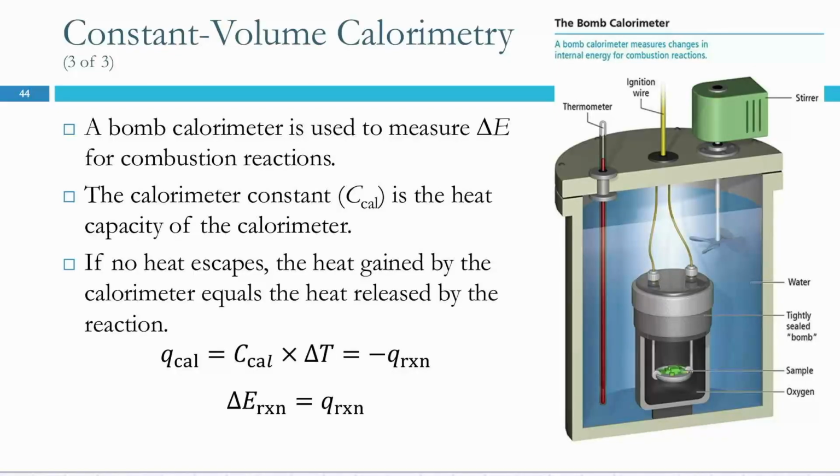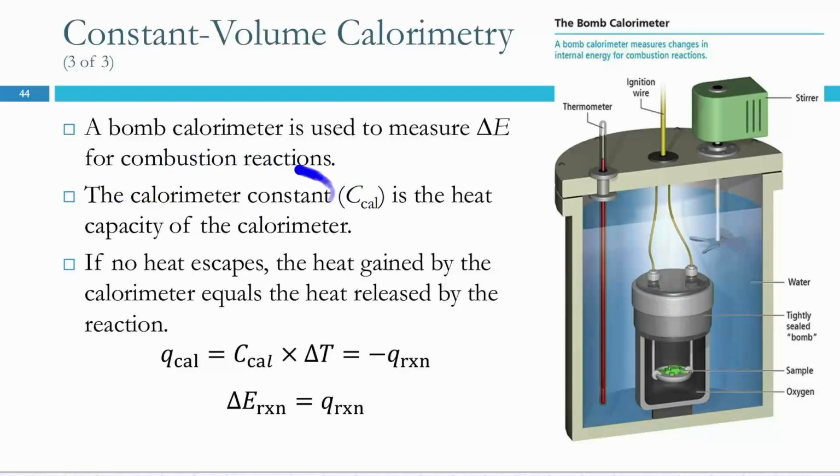You can also do constant volume calorimetry. In constant volume calorimetry, you use what's called a bomb calorimeter. And this is a sealed container that cannot expand. Because it cannot expand, you don't lose any energy as pressure volume work. It doesn't lose any energy as expansion, and so all of the energy that's produced, all of the energy that's transferred, is transferred as heat. There's no work being done as well.